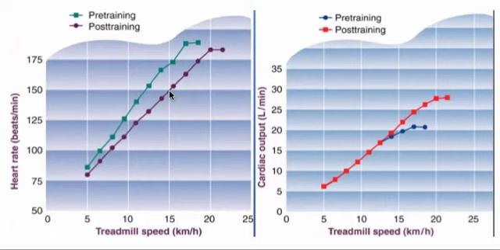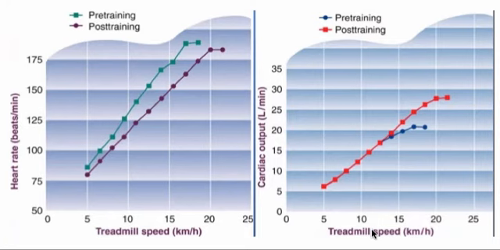At 15 kilometers per hour treadmill speed, the heart rate is 150 for the trained individual, but we're getting close to 175 for the untrained individual. Now let's go to the graph on the right. This is looking at cardiac output versus treadmill speed.